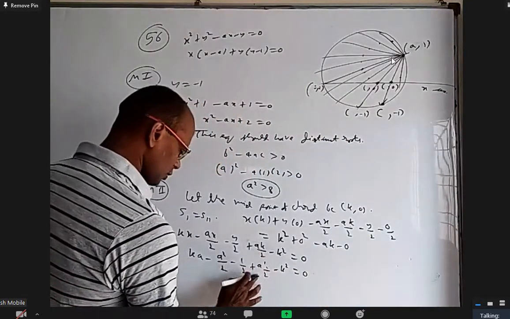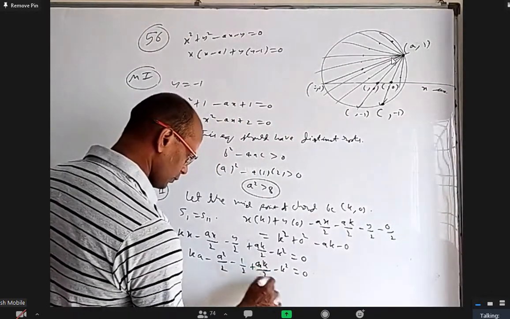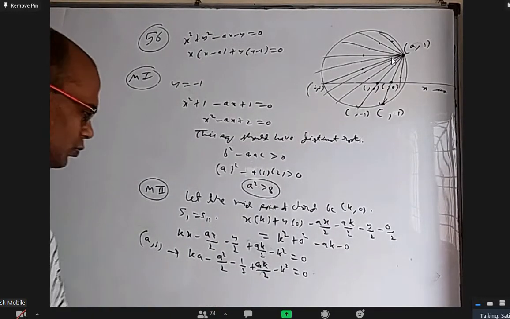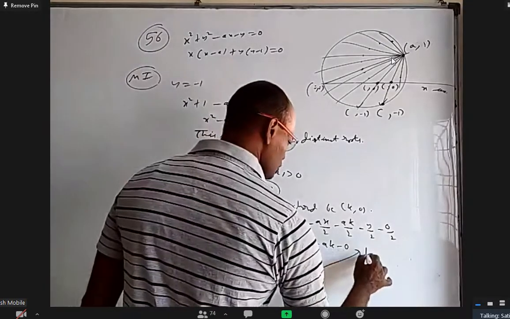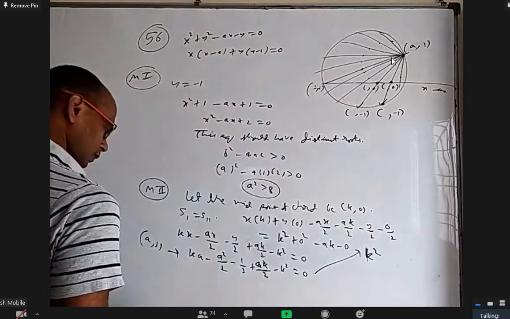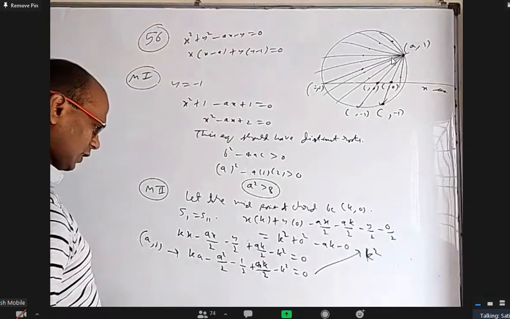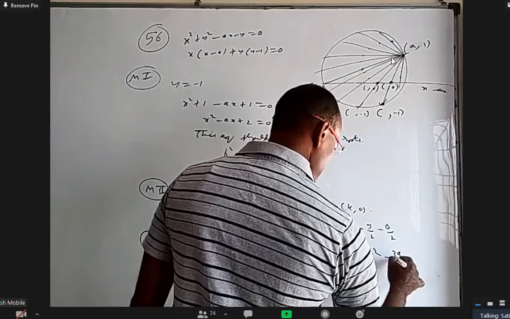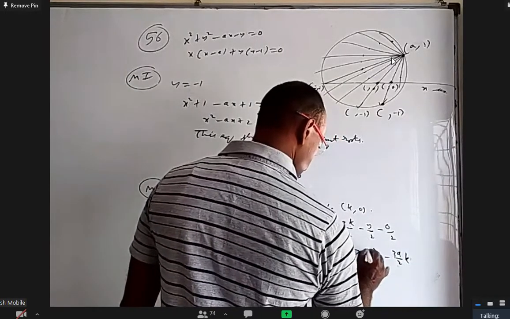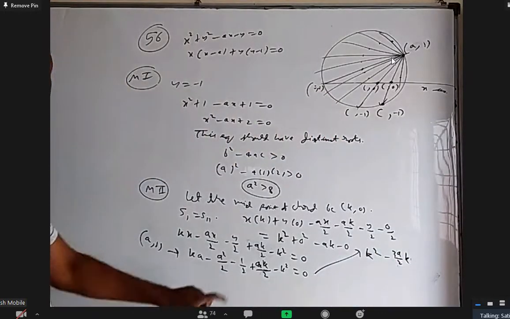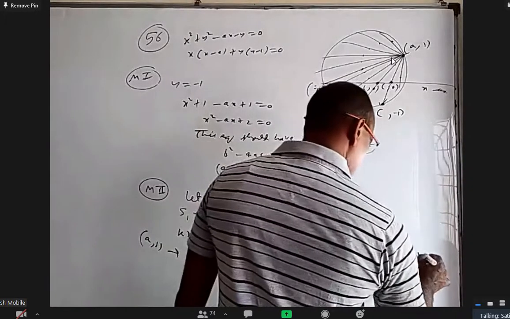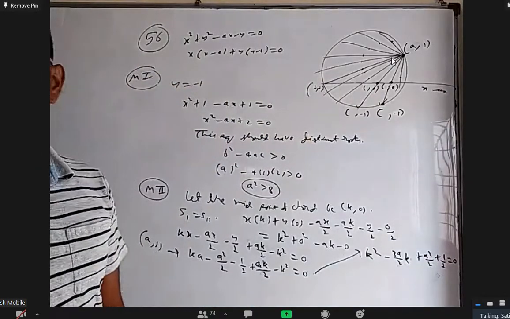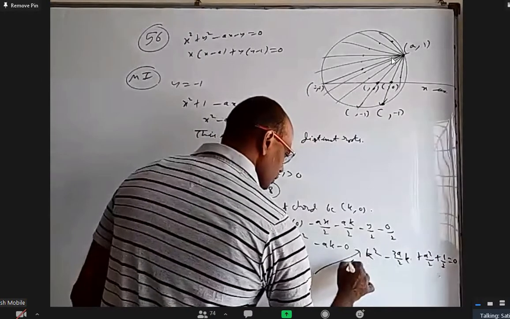So this is not getting cancelled. Okay, so k a plus k a by 2 is 3 k a by 2. So I'll get the quadratic equation as k square minus 3 a by 2 k plus a square by 2 plus 1 by 2. Okay. So for this, b square minus 4ac should be greater than 0. So delta greater than 0.